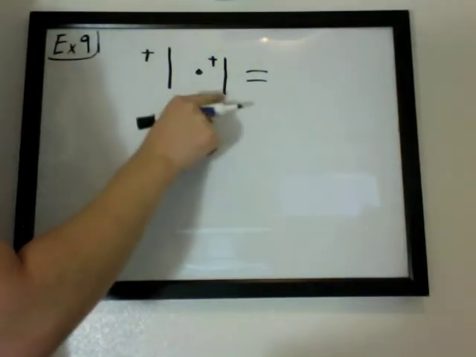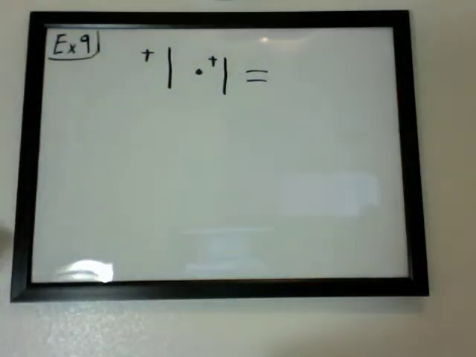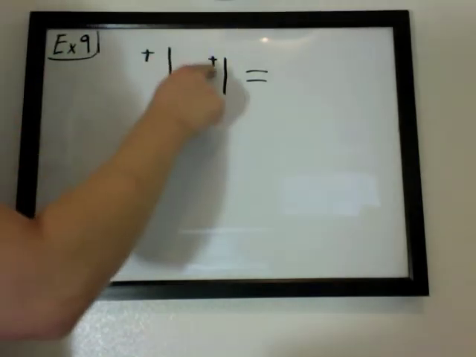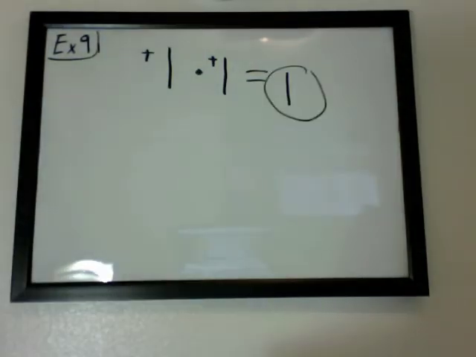Example number 9. Say we have two positives together, so a positive 1 and a positive 1. I just wrote the positive in there. Those are usually not written, but just in this case, I can just show you. So 2 of the same kind, it's going to become positive. So your answer would be a positive 1.